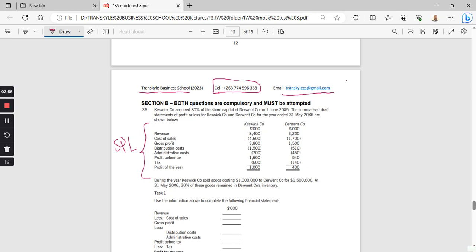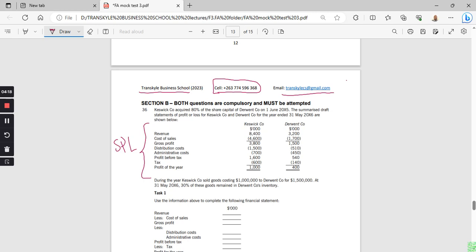Now during the year, Keswick sold goods costing 1 million to Dwent Co for 1,500,000. At 31 May 20x6, 30% of these goods remained in Dwent Co's inventory.